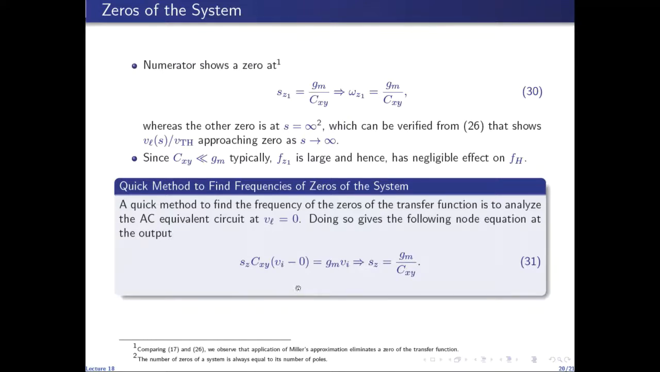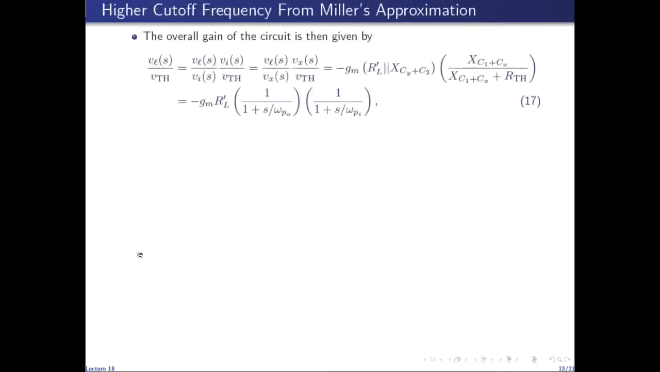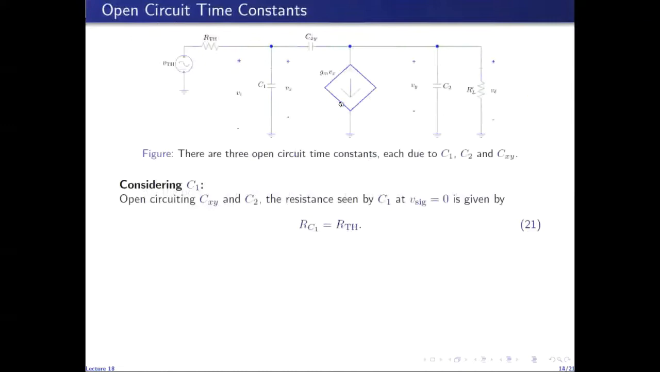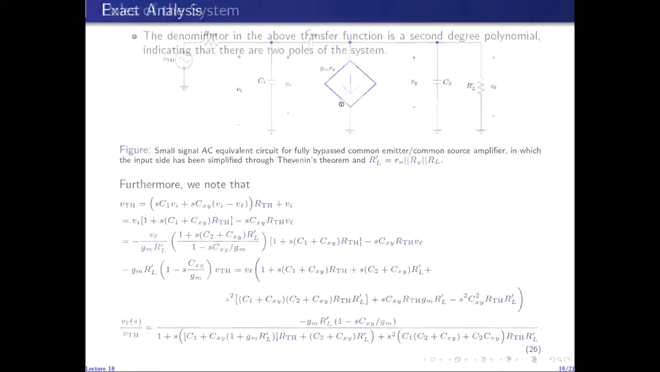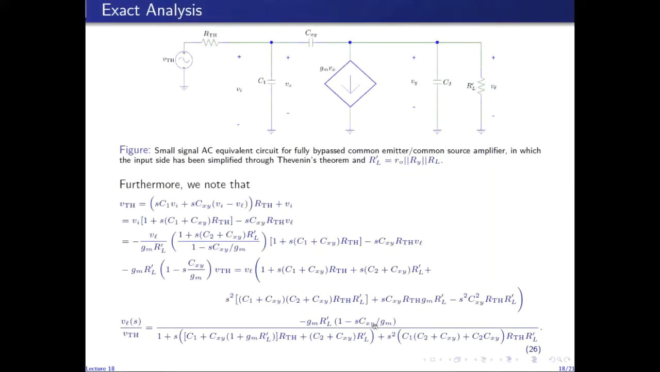Moreover, if we compare 17 and 26, 17 is the transfer function obtained using Miller's approximation. In 17, we see that the transfer function has both of the zero frequencies at infinite value. Both of the zeros are at infinite frequency, whereas the exact transfer function we obtained in 26 shows that one of the zeros is at finite frequency.